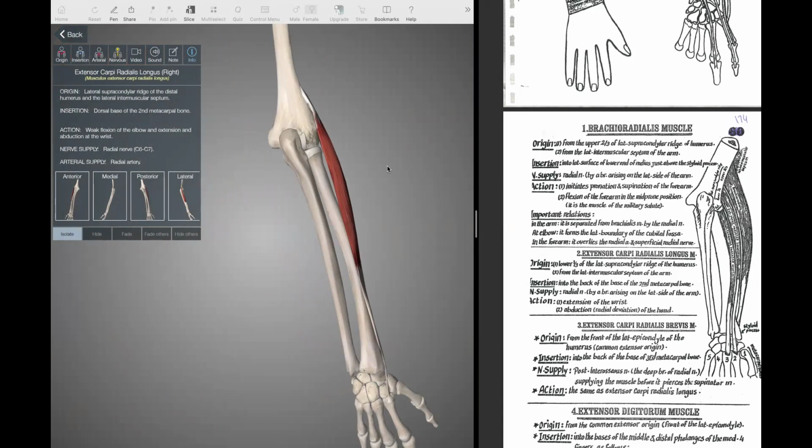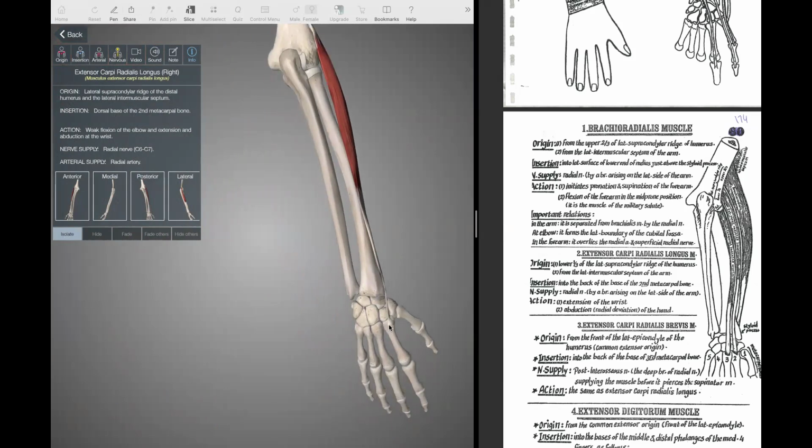Insertion: the dorsal base of the second metacarpal.